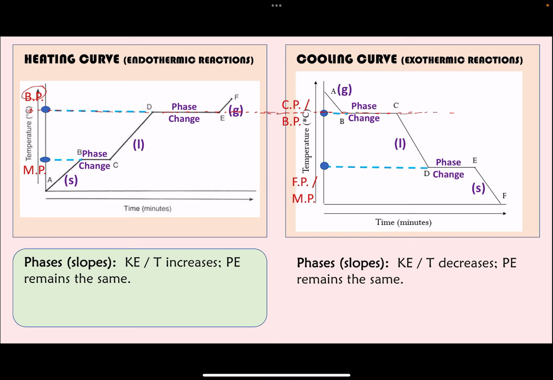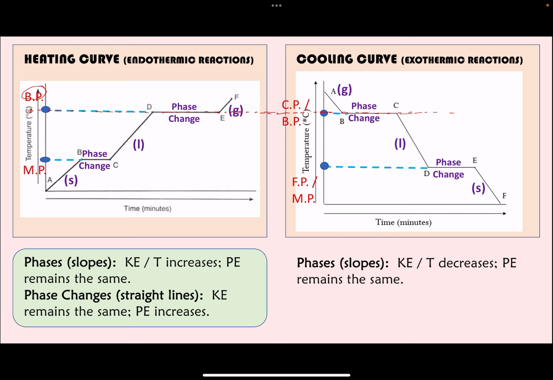Okay, so as we said earlier, phases represent the slopes. Now in your heating curve, at the slope, we see that the temperature is increasing, meaning the kinetic energy is also increasing. Your potential energy, however, stays the same. But if you look at the straight lines, which are the phase changes, at that point the temperature is staying the same, meaning your kinetic energy is staying the same. Potential energy, however, in that case is going to increase. This is a very, very important concept to remember. It does show up on some of the questions.